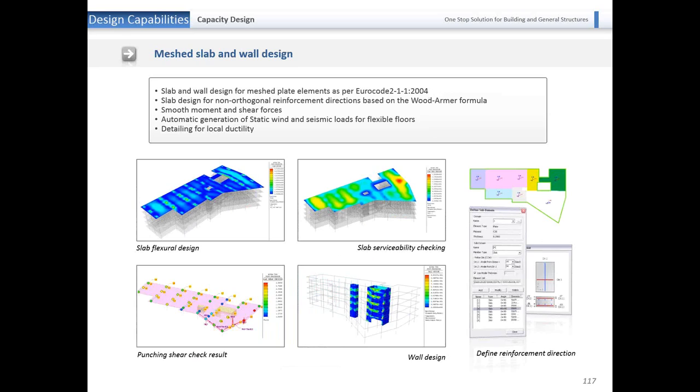We furthermore have design for slabs and walls, so we can run design for our slabs in terms of flexure, shear, punching shear, and so on. And we can also check our walls for PM interactions, so bending as well as axial and shear forces.